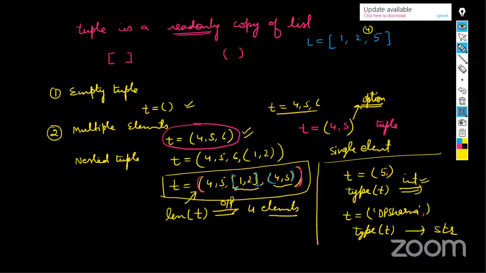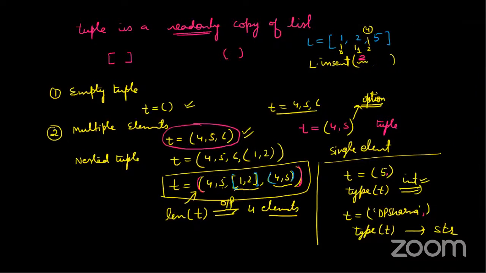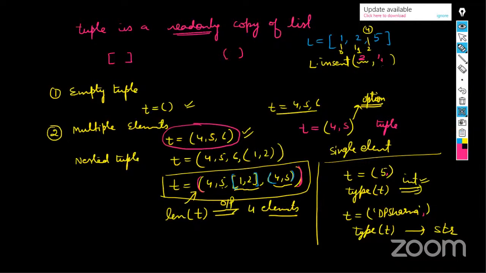So what you will do, you will use L dot insert, which is one function. Insert will take 2 values. Here you will specify at which location you want. So this is the 0th location, this is the first location, and this is going to be the second location. To insert at the second location, now it's a value. Which value? 4. So when you execute this, you will receive this output: 1, 2, 4, 5.